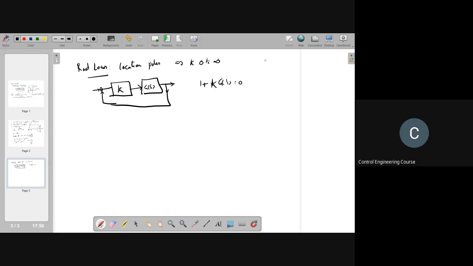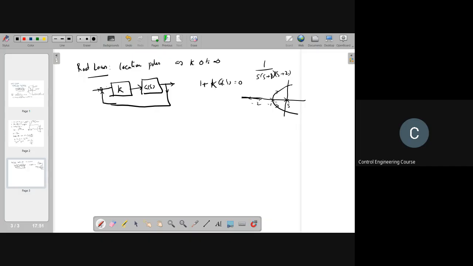Let's say, for example, if we have s times (s plus 1) times (s plus 2). The root locus will look something like this, right? As k changes, the root locus starts at the open loop poles and ends at open loop zeros or at infinity, right? This is your root locus.